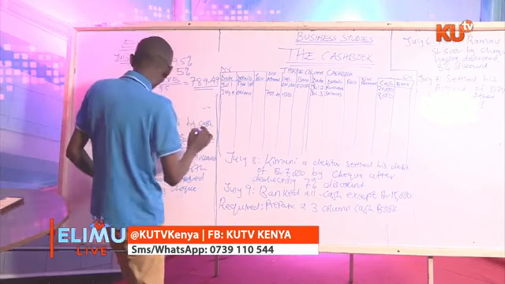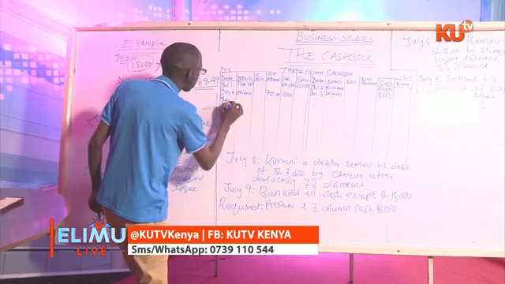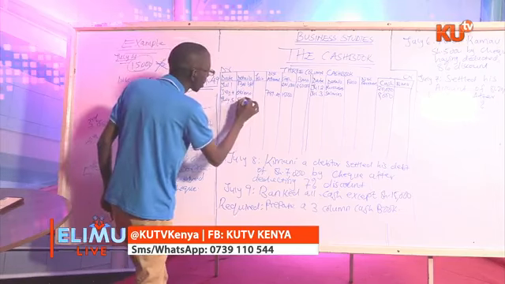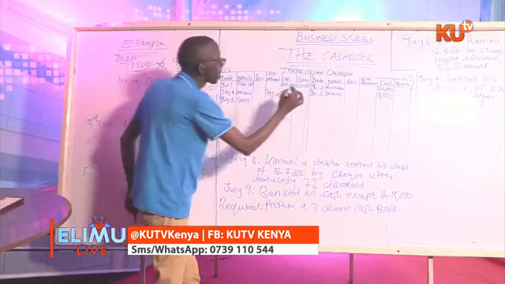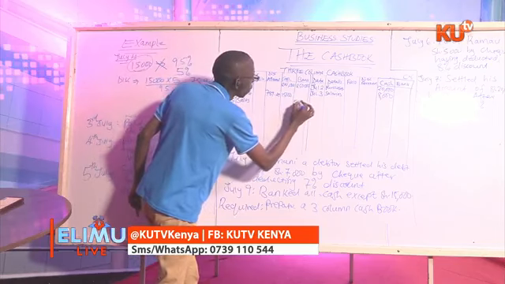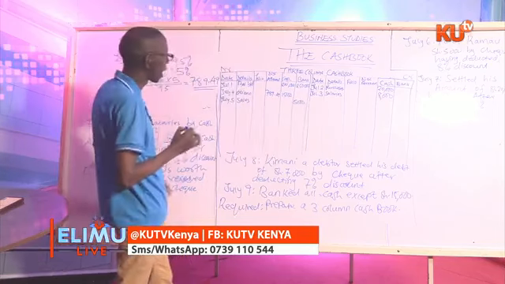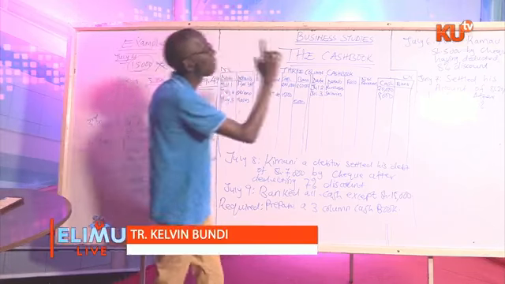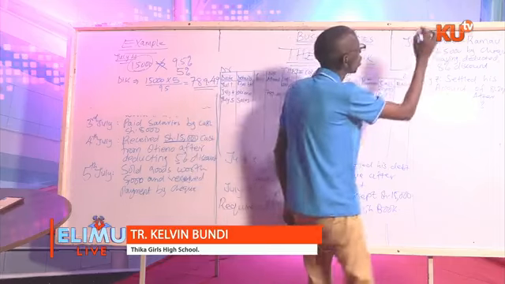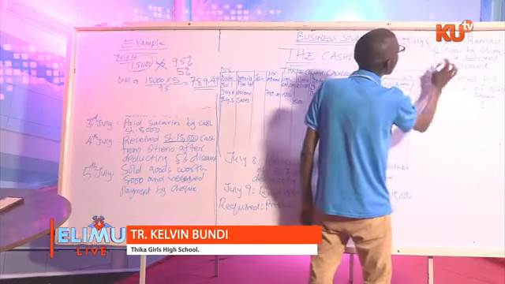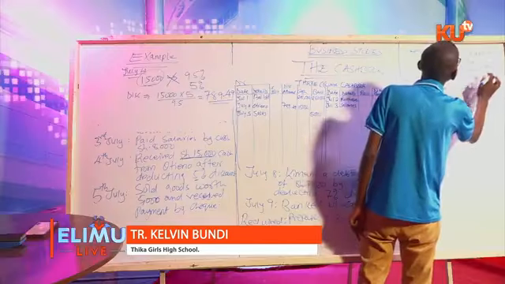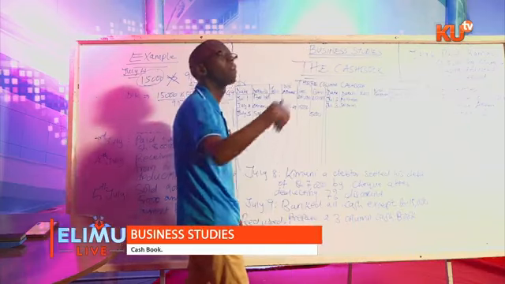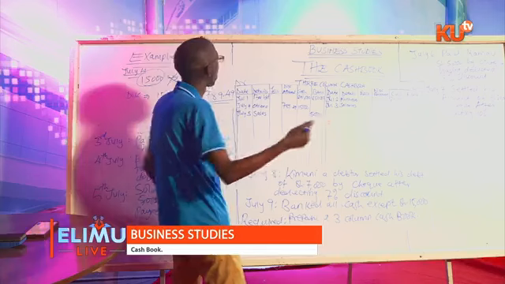So we'll come and write July 5, sales. Goods worth 5,000 by check. So 5,000 by check. July 6, paid Kamau 5,000 shillings by check, having deducted 8% discount. Paid Kamau. What did he pay Kamau? 5,000. He paid Kamau 5,000.